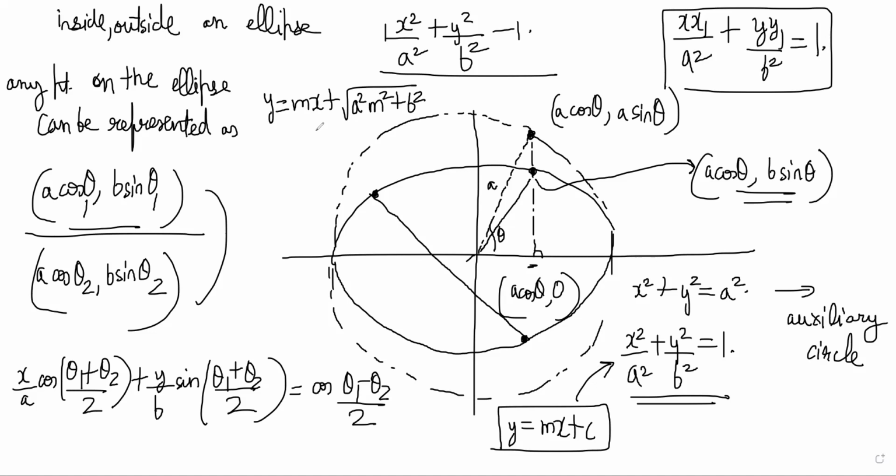So that is one type of tangent equation, where the slope of the tangent was given to you. If the slope was given, you would use this. If a point was given, you would use this, right?